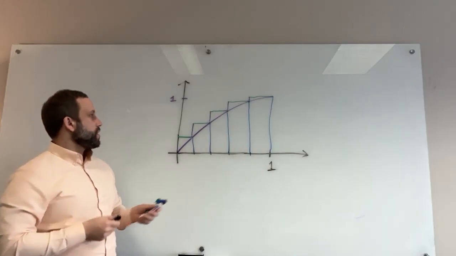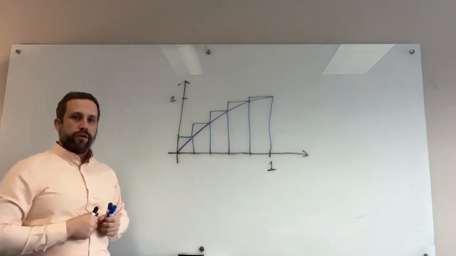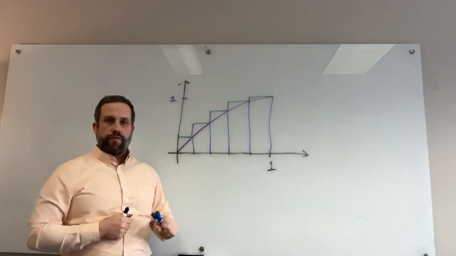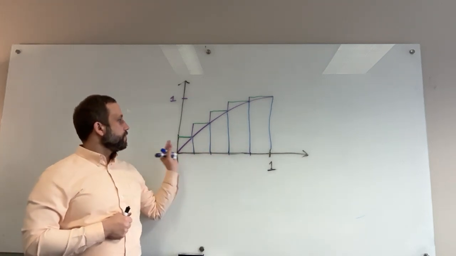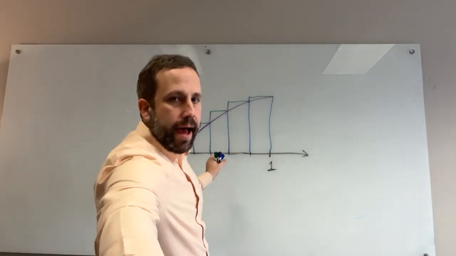So we know that the area of these rectangles approaches the area under the curve. That is, we can compute the area of each one of these rectangles, add them together.